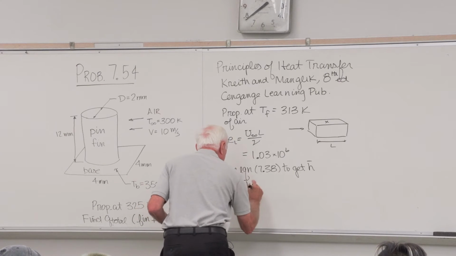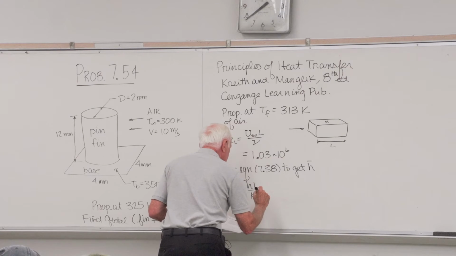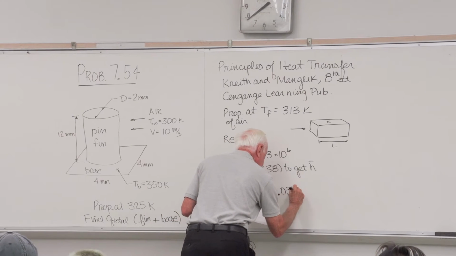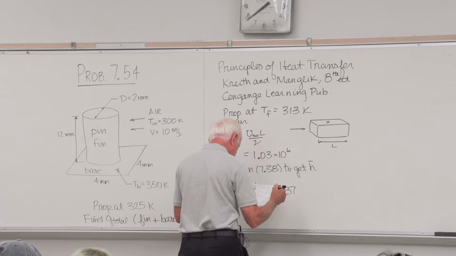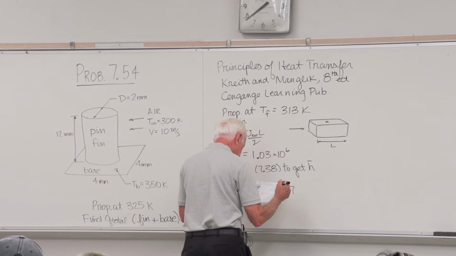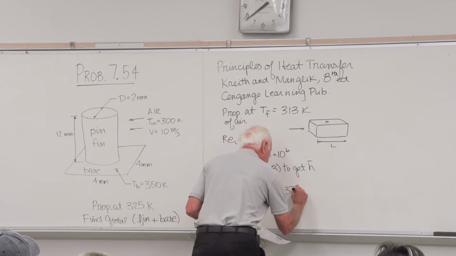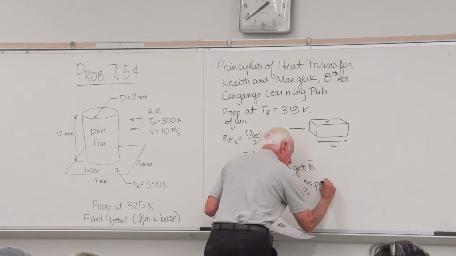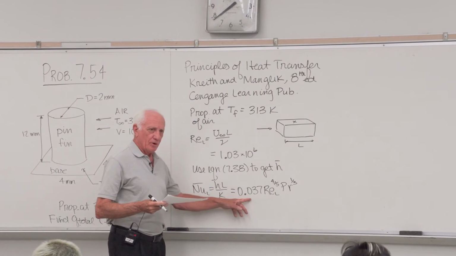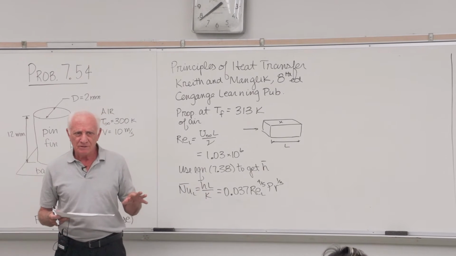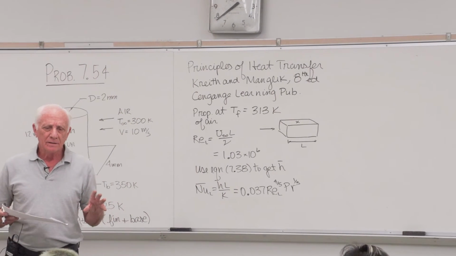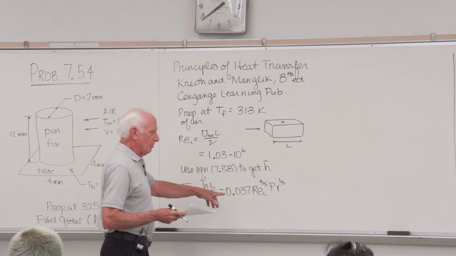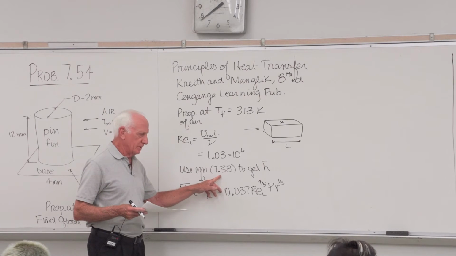H bar L over K. L is 6/10. 0.037 Reynolds to the 4/5, minus 871 Reynolds to the 1/3. He uses 0.036 rather than 0.037. Sometimes in different textbooks you'll find minor things like that. Maybe a slightly different correlation constant. That's okay. In our book, it's 0.037. So I'm looking at our book equation, 7.38, it's a 0.037.